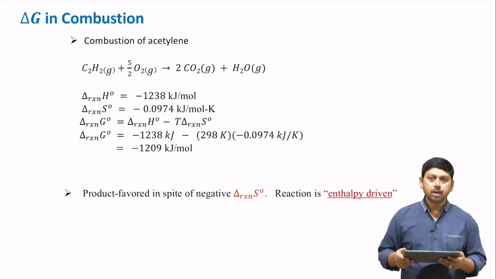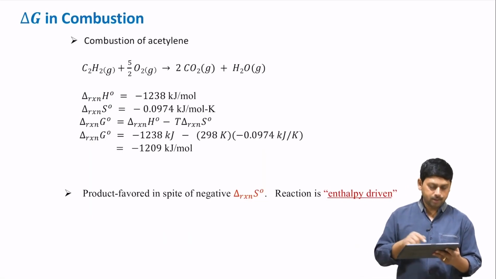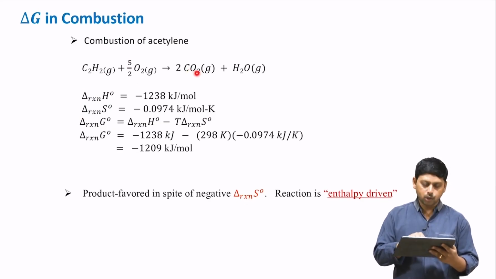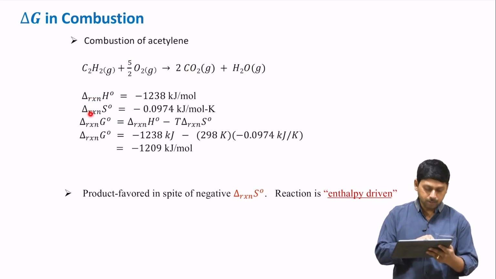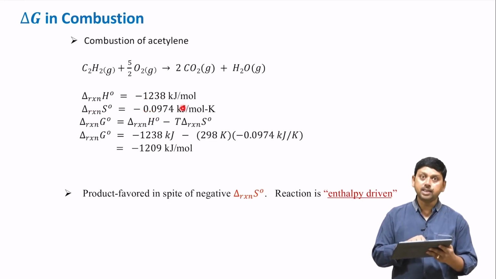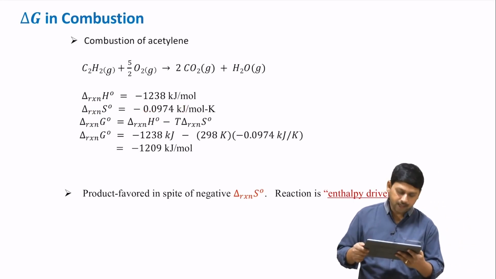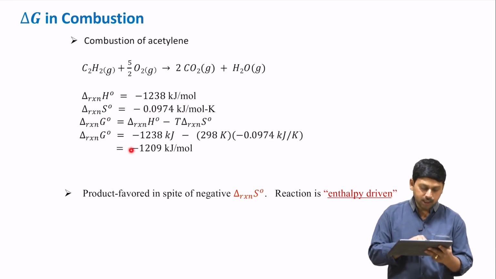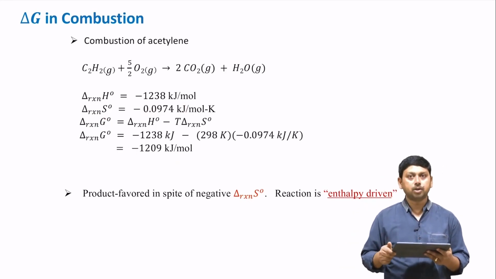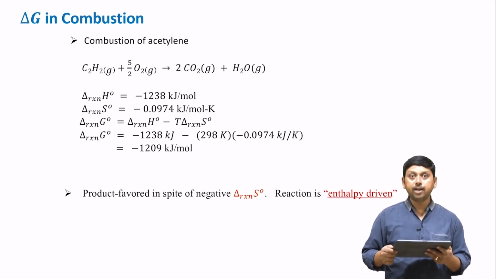So, let us talk about the combustion process, what happens. C2H2 reacting with oxygen will produce CO2 and H2O. Now, if I write down the enthalpy and entropy contribution of this process, then enthalpy is actually a negative number here, minus 1238 kilojoule per mole. Entropy of the process is also negative. So, it is entropically unfavorable, enthalpically favorable. Now, when you write the delta G, you see the delta G becomes negative for this process. Because the delta G is negative, the process will be spontaneous even though it is entropically unfavorable.